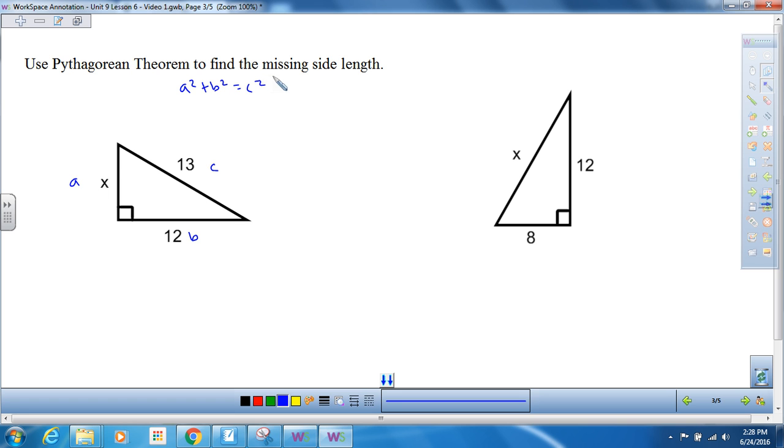So I'm setting up this equation. A squared, so x squared, plus B squared, so 12 squared, equals 13 squared. So I square 12 and I square 13. Let's subtract 144 from both sides.